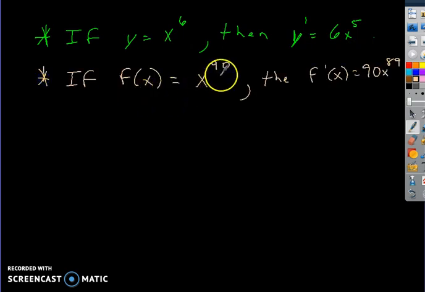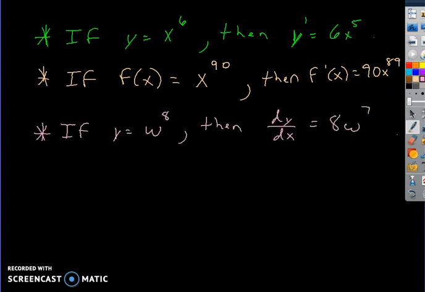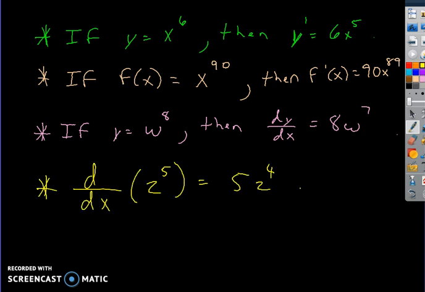If f of x equals x to the 90th, then f prime of x equals 90x to the 89th. Consider another one. If y equals w to the 8th, then the derivative of y with respect to x is 8w to the 7th, or dy/dx is 8w to the 7th. One last one. d/dx of z to the 5th power is 5z to the 4th. And d/dx just means derivative. dy/dx means derivative. f prime means derivative. y prime means derivative. All those are different ways you will see derivative. They just mean take the derivative, or that's what the derivative equals.